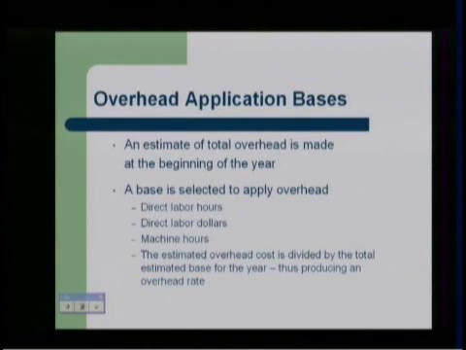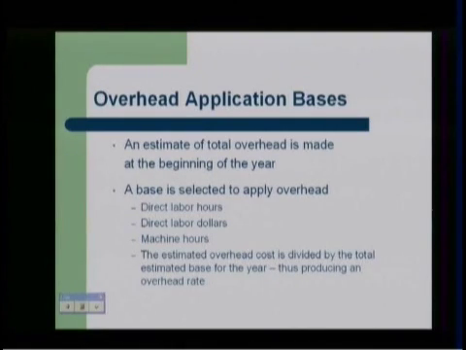So what we do first is we estimate what our overhead for the whole year is going to be. Again, it's a guess. What is our total overhead? Electricity, depreciation, taxes, and so on. What is it going to be? Then we determine a base on how we're going to apply that overhead. We have to have some way to take that overhead and divide it up so that we can assign it to the products we're making.